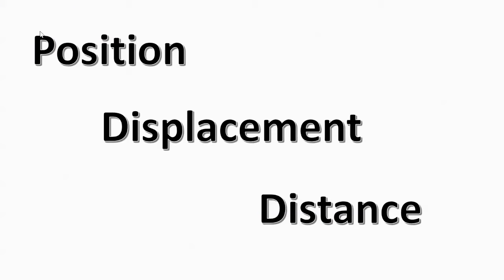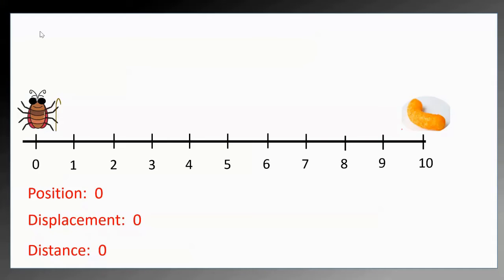This time we're talking about position, displacement, and distance. Okay, so here's an example, right? We're going to watch him move. He's going to come over here, eat the Cheeto, and then come back to where he started from. And we're going to see what happens to his position, displacement, and distance.